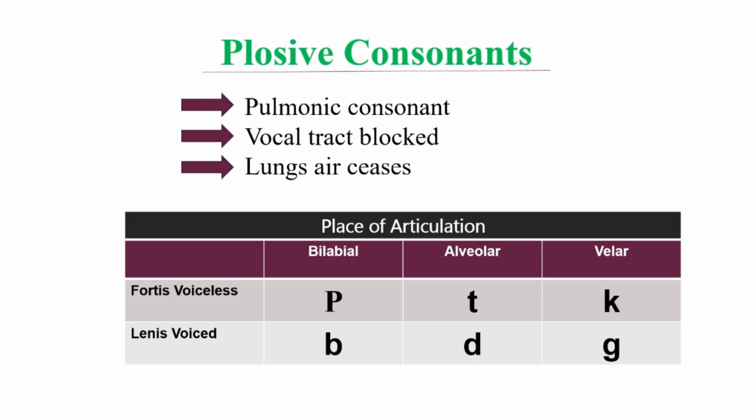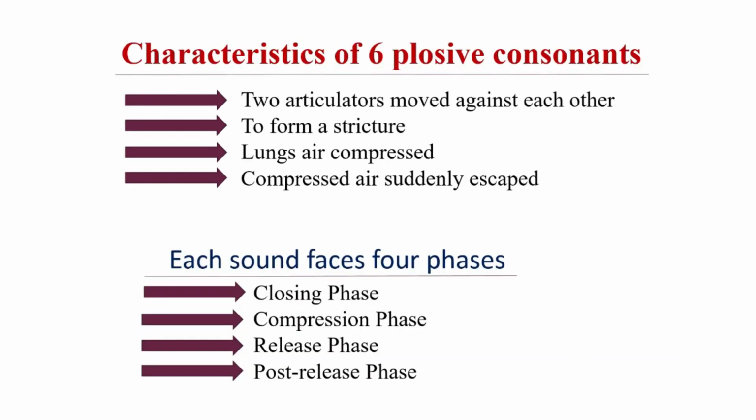Now we will see some common features of plosive consonants. Two articulators are moved against each other and they form a stricture or blockage. In this process, the lungs' air gets compressed. And finally, the compressed air suddenly escapes and makes an audible plosion. Audible plosion means a loud noise.